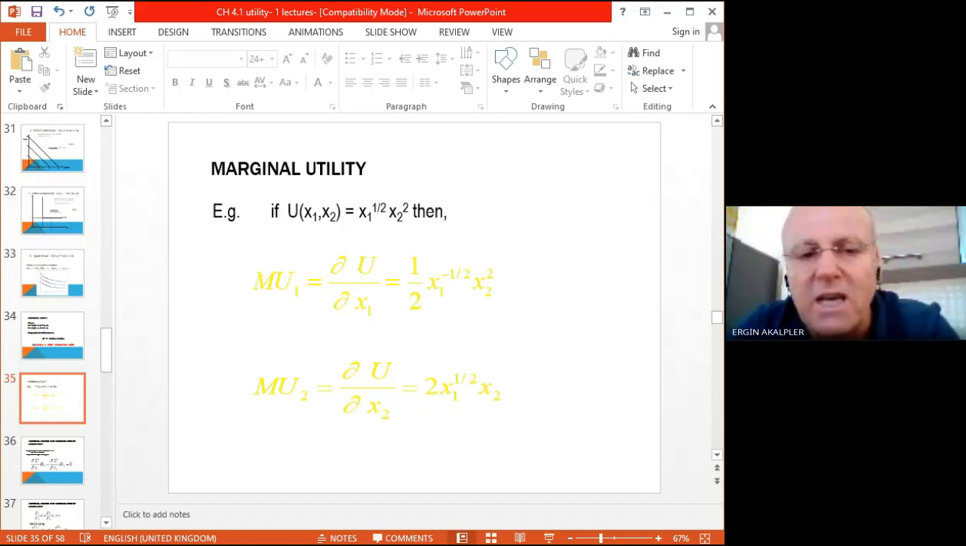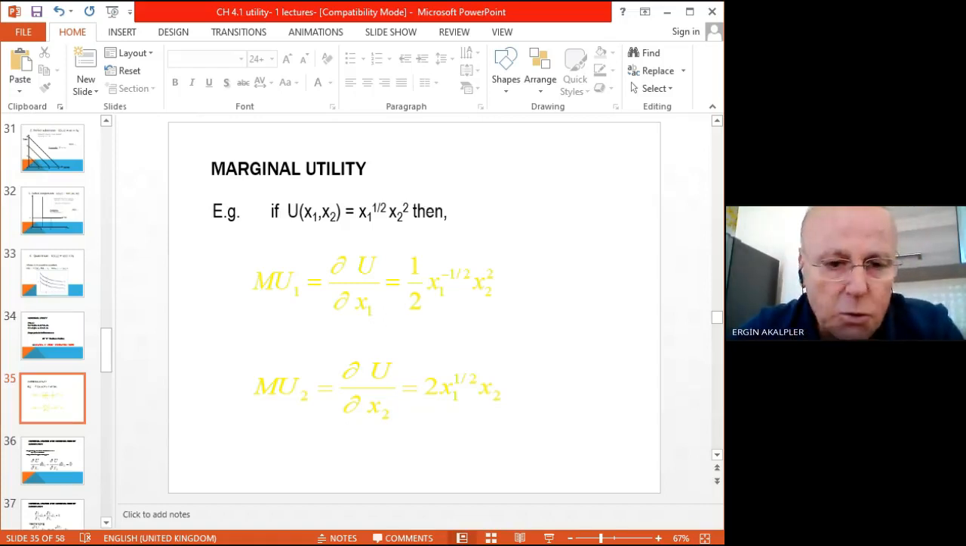When you are getting the marginal utility of 1, you take the derivative with respect to x1, and when you are getting the marginal utility of 2, you take the derivative with respect to x2. The marginal utility of x2, delta u over delta x2, will give you the square root of x1 multiplied by 2 x2, because you take the derivative of x2 to the power of 2, and you always reduce the power by 1 when you differentiate, isn't it?